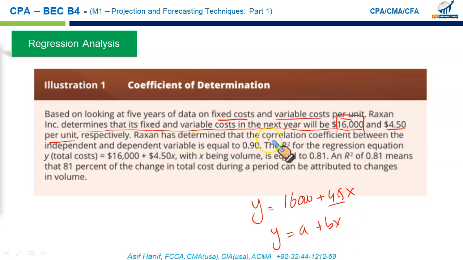Now, Regression has determined that the correlation coefficient between the independent and dependent variable, that is x and y, is 0.9. That is good. R squared for the regression equation is, of course, 0.81 or 81%. Now, what it tells us, R squared of 81% or 0.81 means that 81% of the changes in y, the total cost, can be attributed to changes in volume, or the changes in y that occur, 81% of the changes are explained by changes in x. That's what we discussed previously.